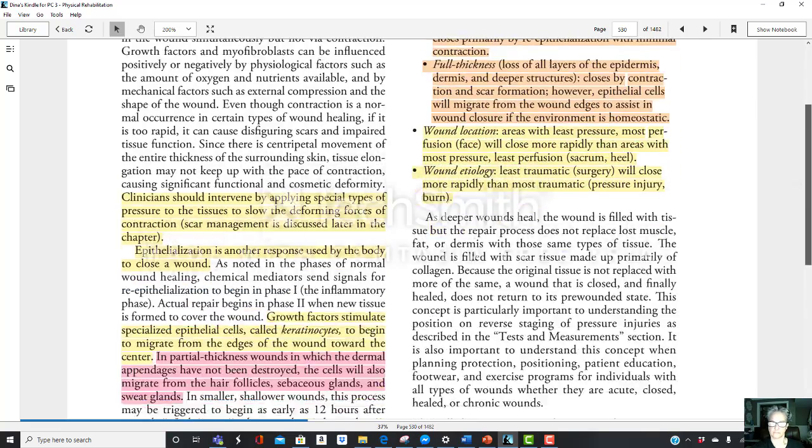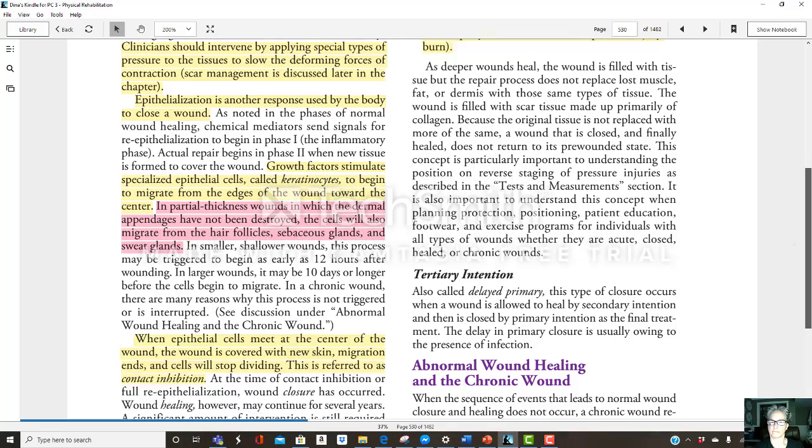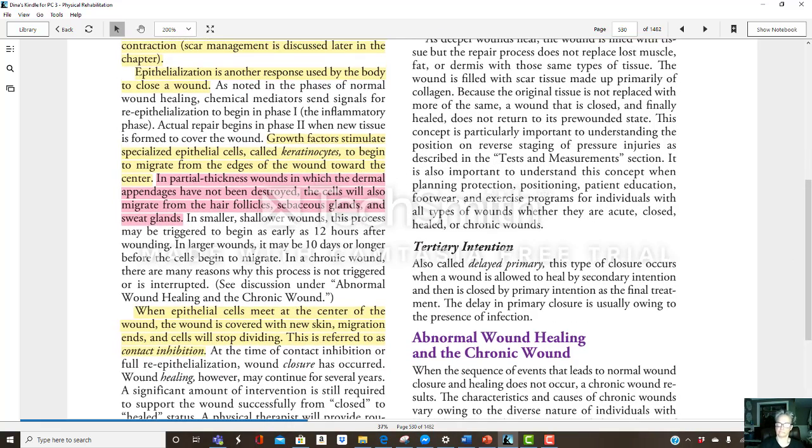As deeper wounds heal, the wound is filled with tissue but the repair process does not replace lost muscle, fat, or dermis with those same types of tissue. The wound is filled with scar tissue made up primarily of collagen. Because the original tissue is not replaced with more of the same, a wound that is closed and finally healed does not return to its pre-wounded state.